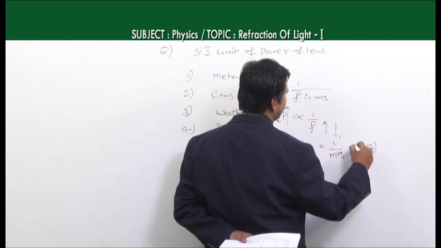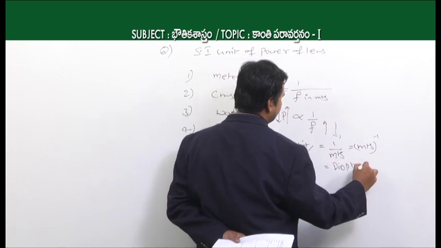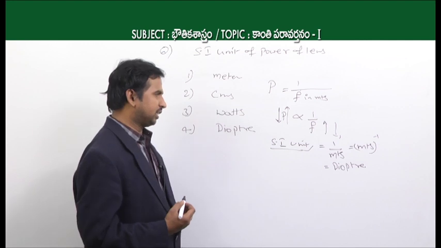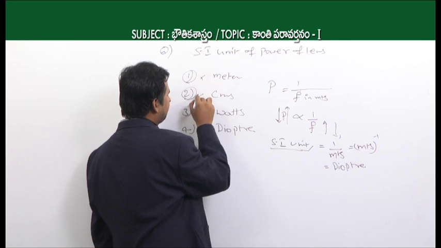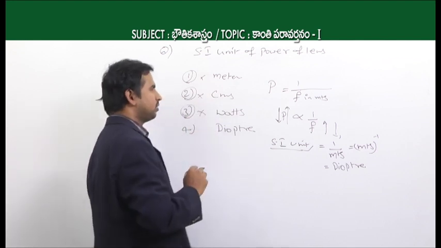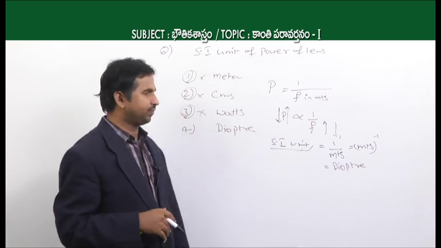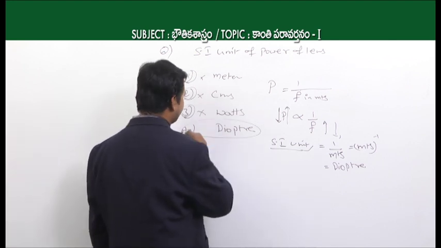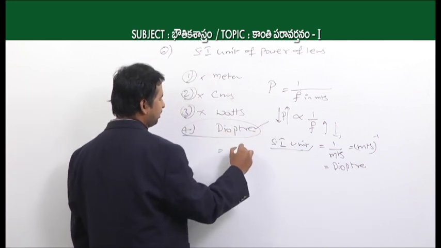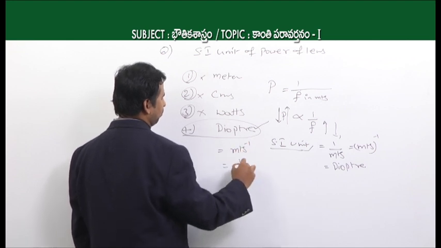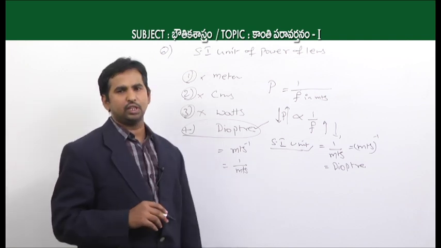we can also write as meter inverse. This meter inverse we call diopter. So it is not the meters, it is not the centimeters, it is not the watts. Actually, watts is used for electric power, not for the power of the lens in light. Okay. Whereas the fourth option, diopter, that is the correct one. This diopter we can also write as meter inverse or 1 by meter. That is the SI unit of power of the lens.